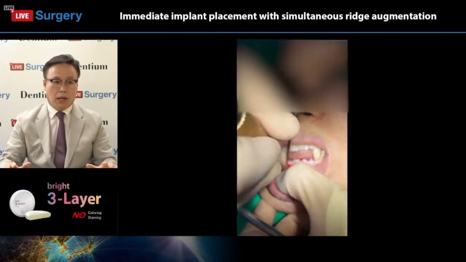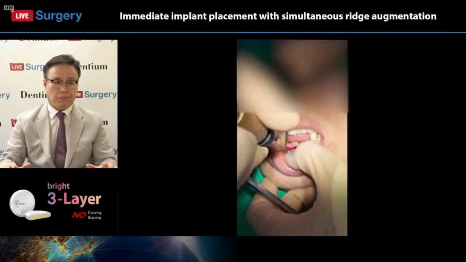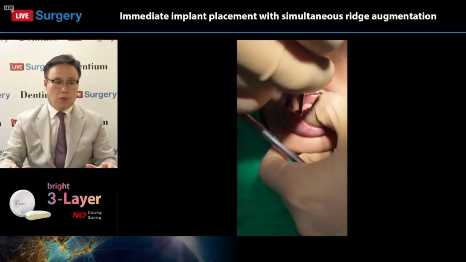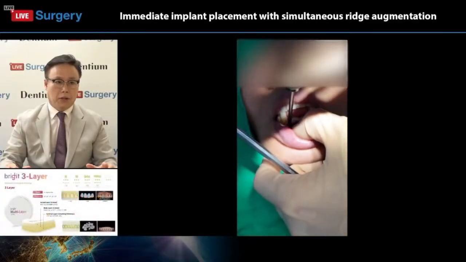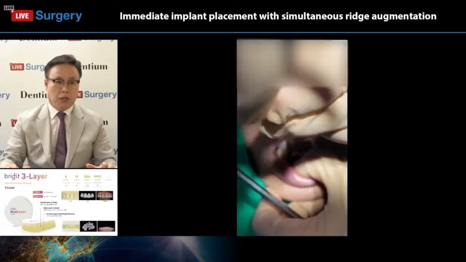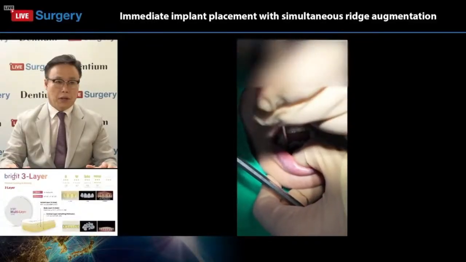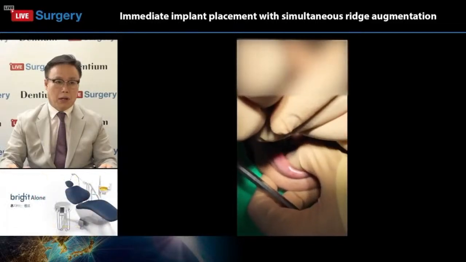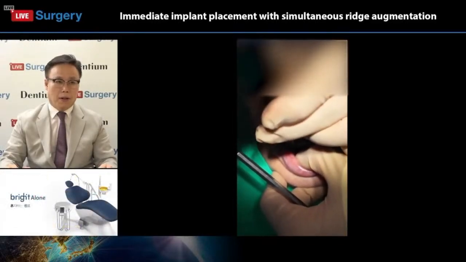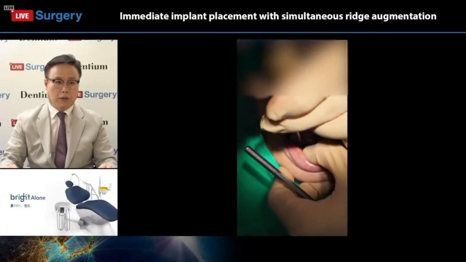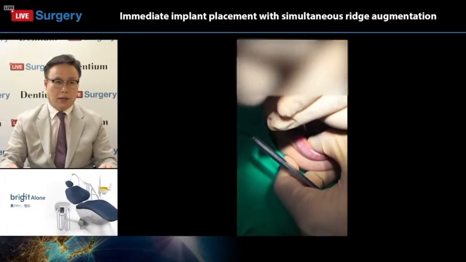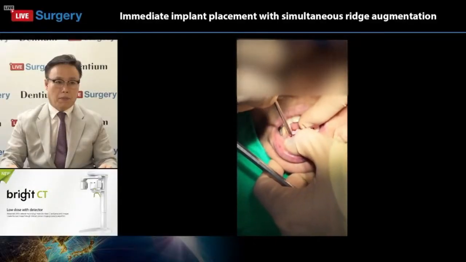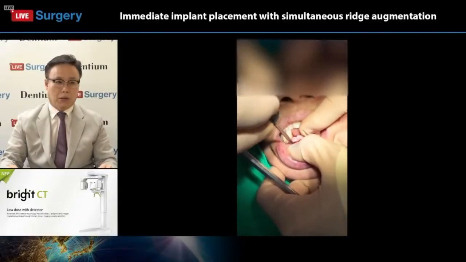That's why I apply the tent pole for maintaining the space. Once we position it, we just rotate it while holding the handle with the other hand, and make sure we have pretty good stability.